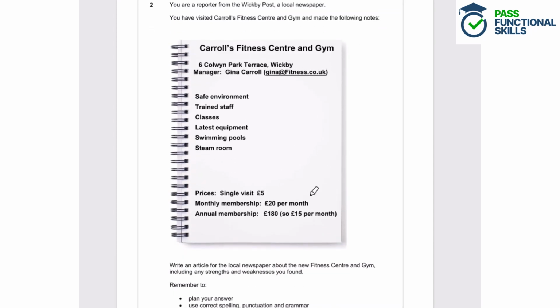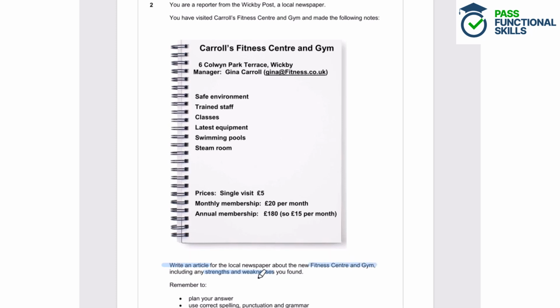Well, we need to consider the text type first of all. So we've been told that we need to write an article, and the purpose of this article is to point out the strengths and weaknesses of the new fitness centre and gym.